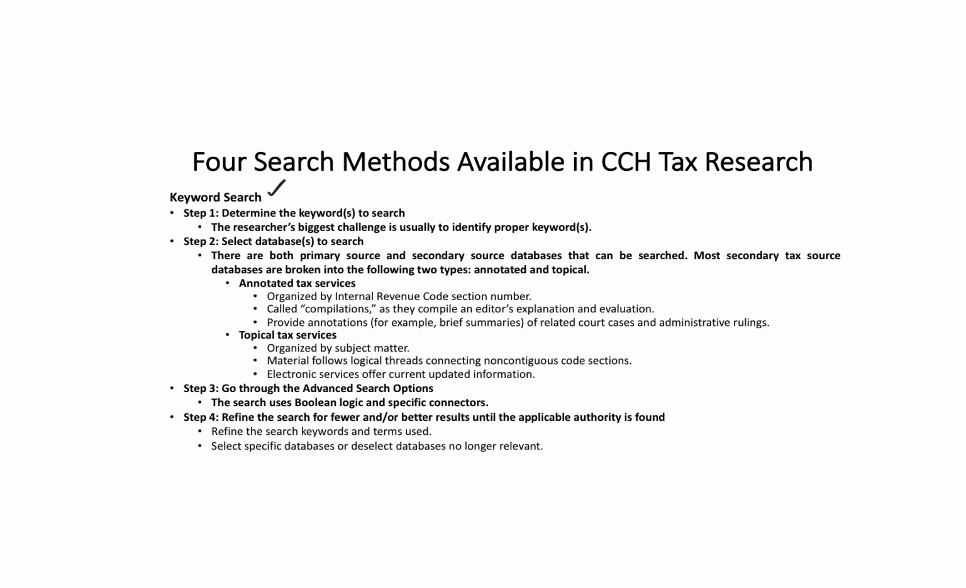One thing to note, though, is I do want to break down annotated tax services and topical or index type searches. Annotated services, an example is the Standard Federal Tax Reporter, SFTR, for CCH. They're organized by Internal Revenue Code section number. They're called compilations as they compile an editor's explanation and evaluation. They provide annotations, which are brief summaries of related court cases and administrative rulings.